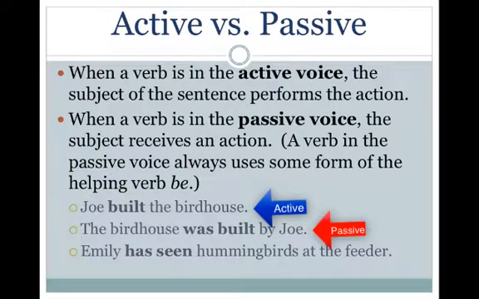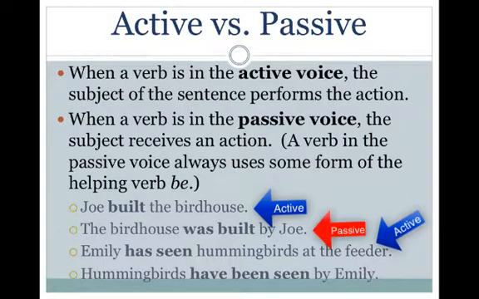Or, Emily has seen hummingbirds at the feeder. In this case, Emily is the subject, and she is seeing or has seen the hummingbirds. Has seen is the verb. Or, hummingbirds have been seen by Emily. In this case, hummingbirds are the subject, and they're receiving the action, have been seen. Have been seen is the verb.